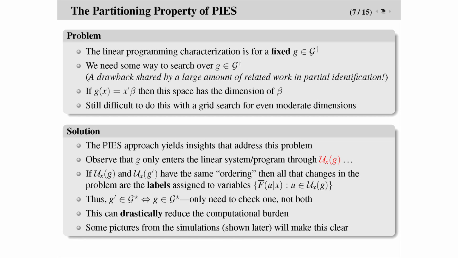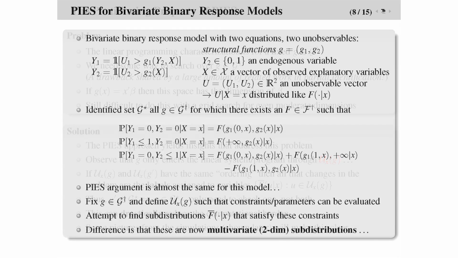And if I get to the simulations, I'll show you some pictures which will make that more clear. So now we're looking at a bivariate binary response model. What's different here? Not a lot. I added a second equation, so there's a U2, and there are two unobservables. Essentially, the argument will be similar.